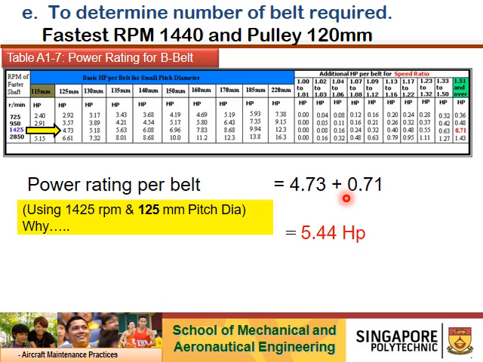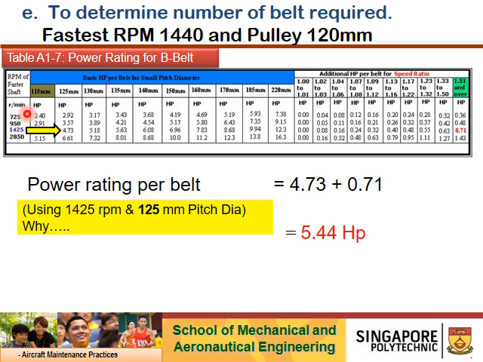The next option we will look at is the 125 mm pitch diameter. Using the same table with a similar RPM of 1425, the horsepower per belt for 125 mm pitch diameter will be 4.73 as shown here. The additional horsepower per belt for speed ratio remains the same at 0.71. Adding up both numbers gives you 5.44 horsepower. So that's how we determine it. We are doing a comparison of why we should use 115 instead of 125.